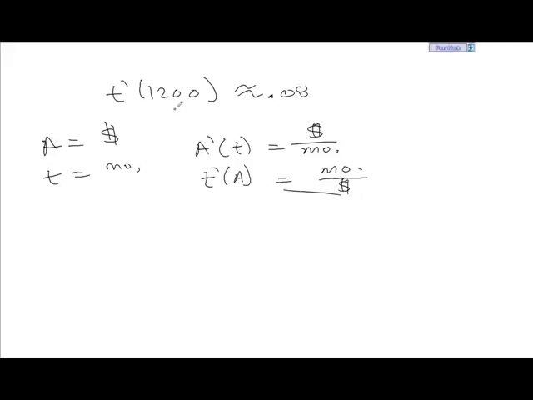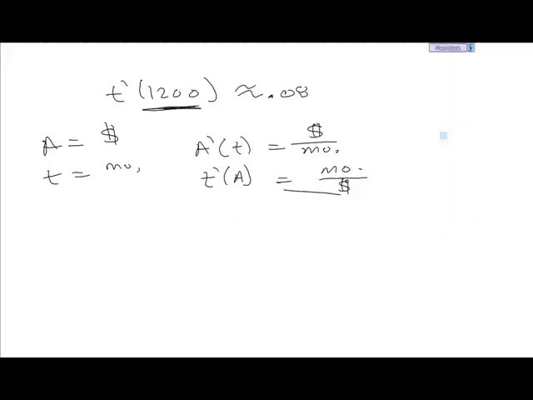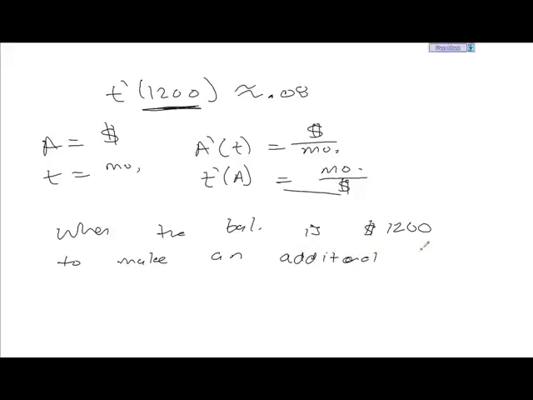Okay, so that means that, well, let's see, A is 1200. So I should say it even better: when the balance is 1200, to make an additional dollar, it will take about 0.08 months.